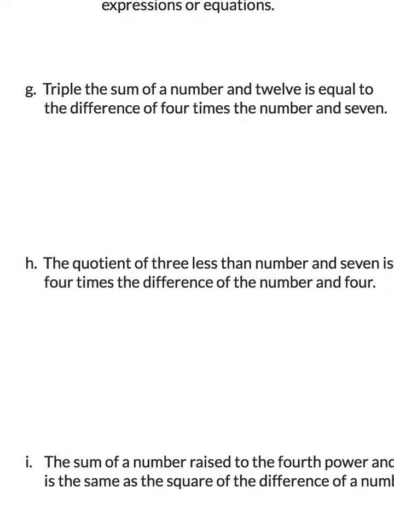Example G, we have triple the sum of a number and 12 is equal to the difference of 4 times the number and 7. So the first thing I see is I did have the phrase is equal to. So this right here is going to be my equal sign.